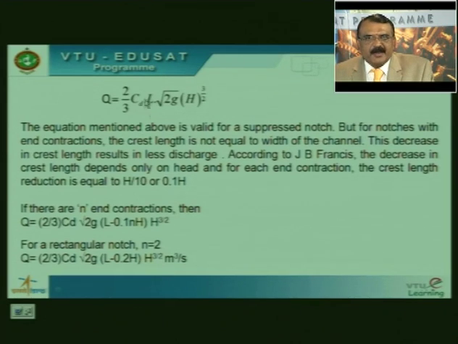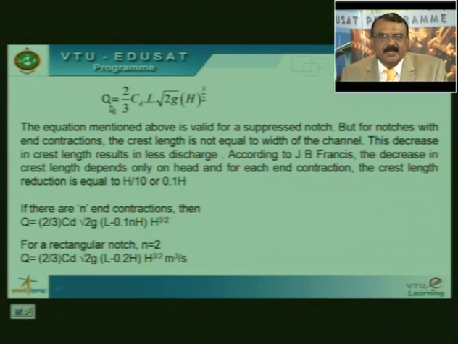But if you have an end contraction, naturally my L will be less than B. In that case, discharge will be less. Now, according to J.B. Francis, the decrease in crest length depends only on head, and for each end contraction, the crest length reduction is equal to H by 10, or 0.1 H.